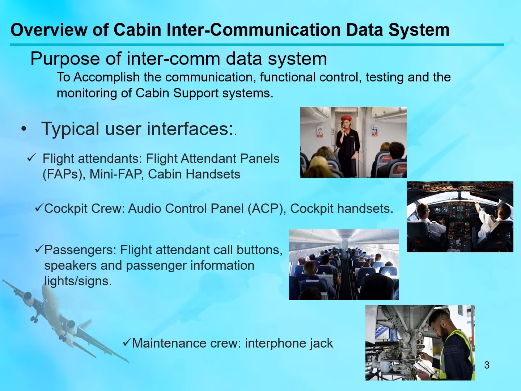Secondly, for the cockpit crew, the pilots and the first officer, we need to use the audio control panel and the cockpit handset to communicate to the aircraft tower, or to the flight crew, or to the passengers. And for the passengers, there is communication, for example, you need to call the flight attendants because you want a drink or some information, or you can speak to the passenger information systems through different ways.